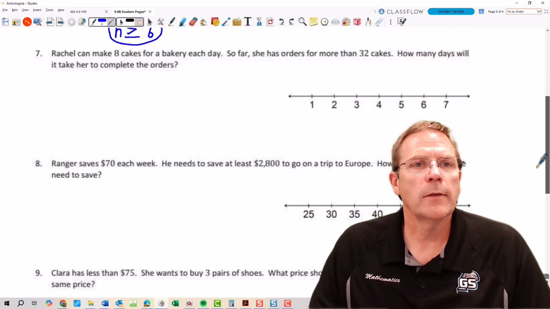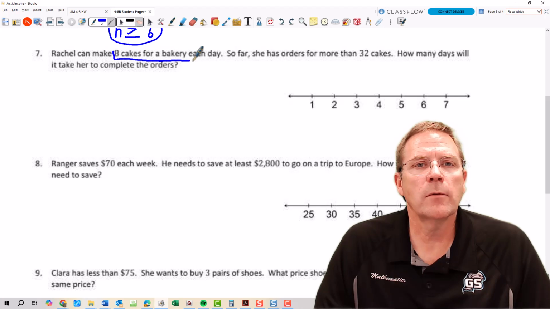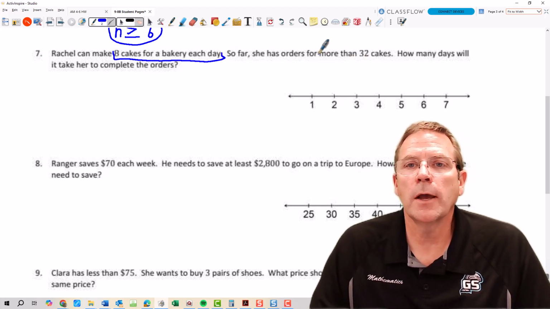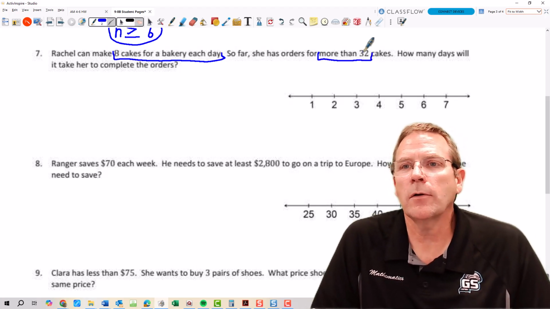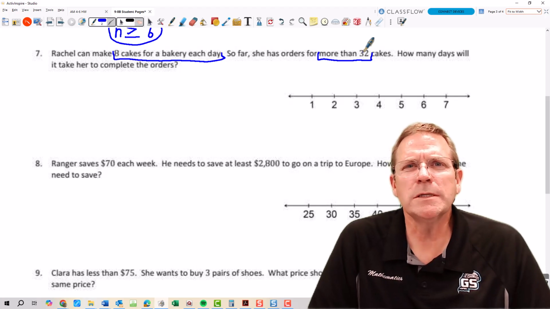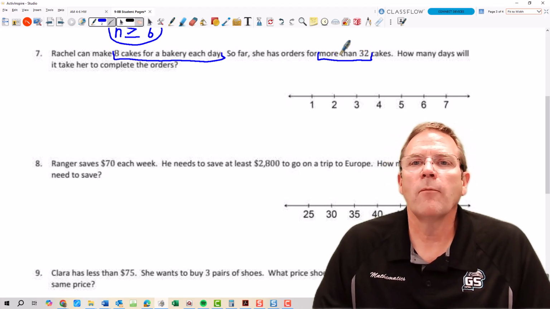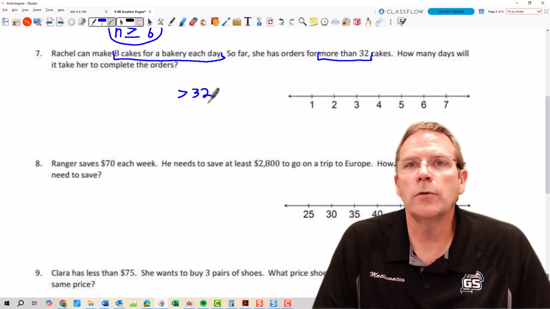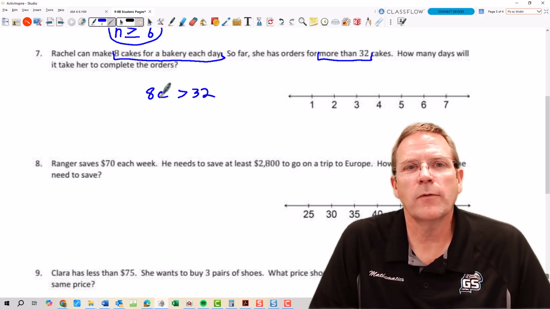Let's take a look at the next one. Rachel can bake 8 cakes each day. That sounds important. So far, she has orders for more than 32 cakes, so we have greater than 32 cakes. How many days will it take her to complete the order? Now, this one's really similar to one we worked on the last page, but it's not quite the same. So we have more than 32, so our goal is greater than 32, and we know that she can do 8 times some number of cakes a day.